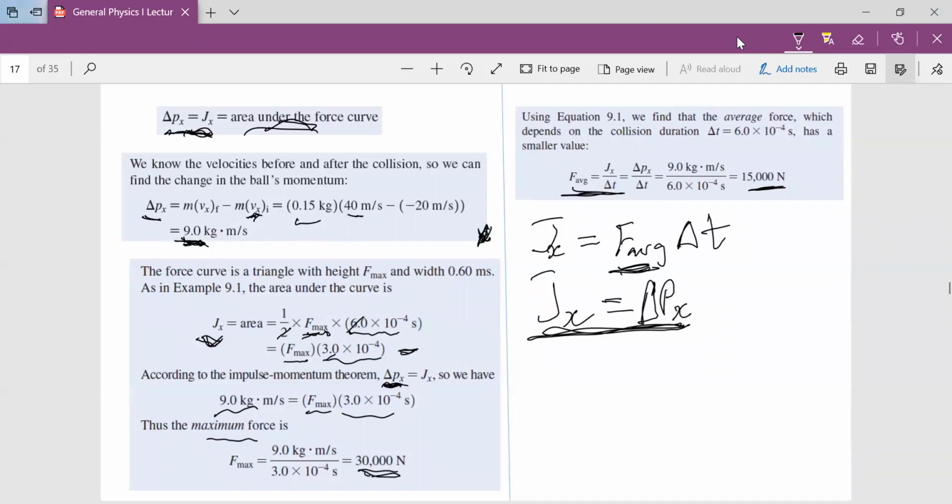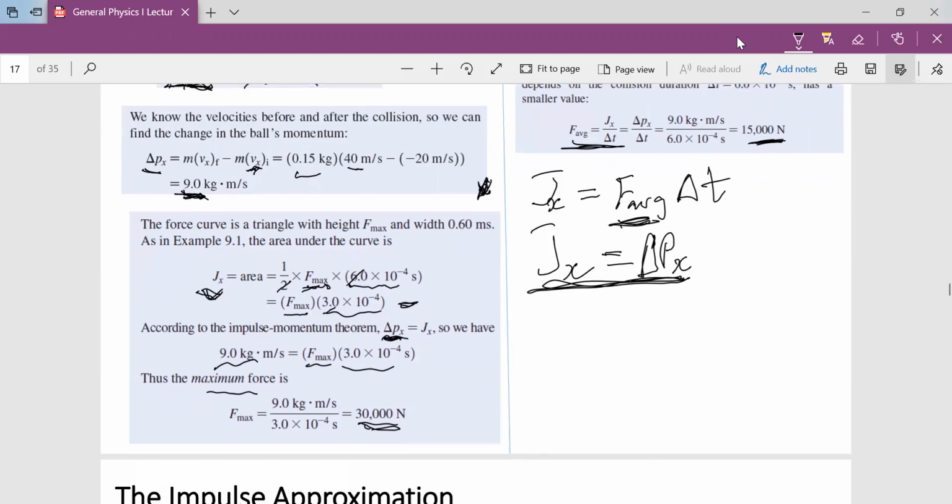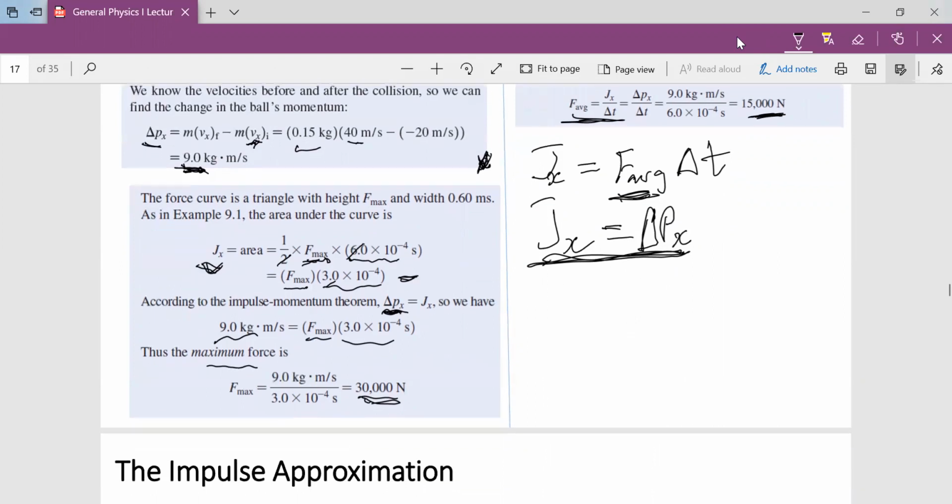So we see the F max being 30,000 and the average being half of that. So mostly, like we saw in the last class, our average usually gives us about half the maximum force of that system. Okay.